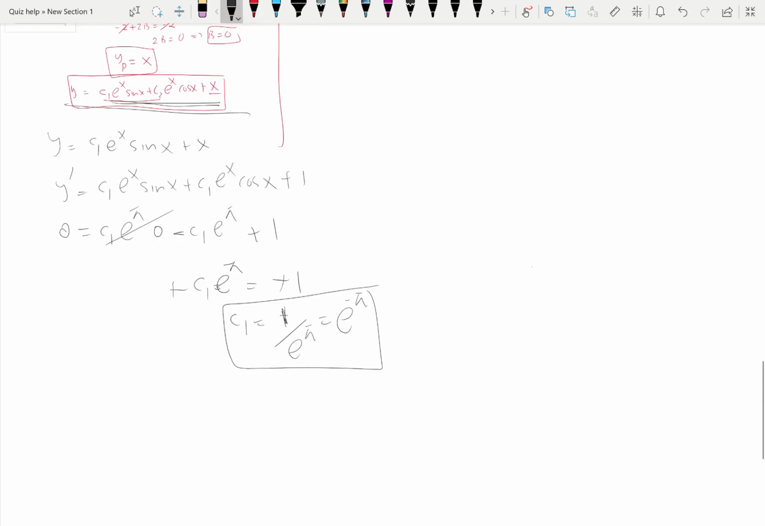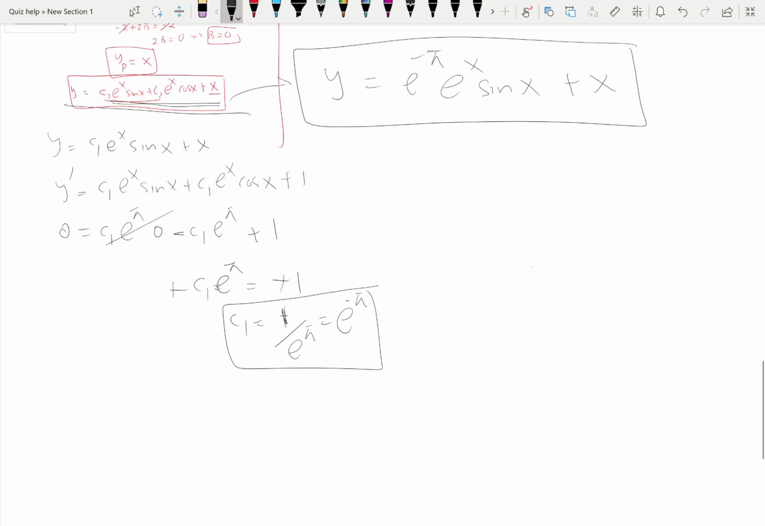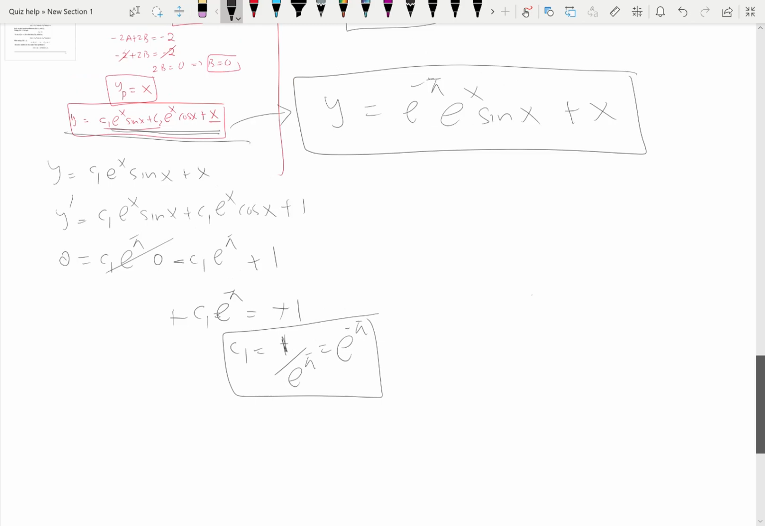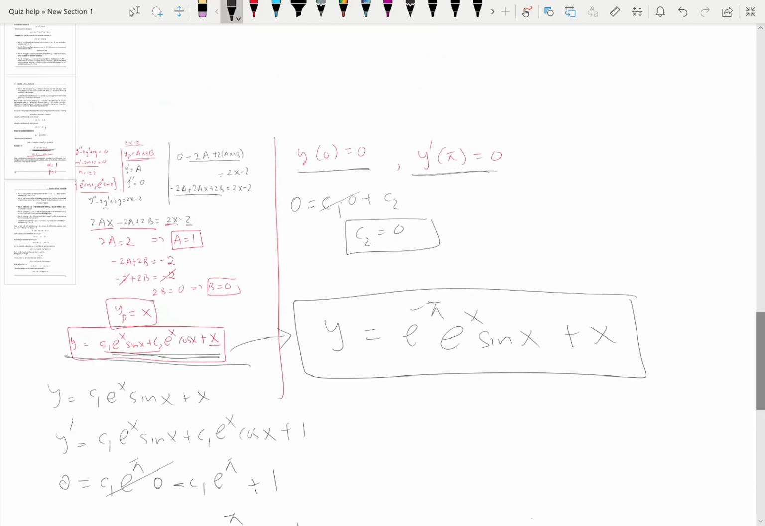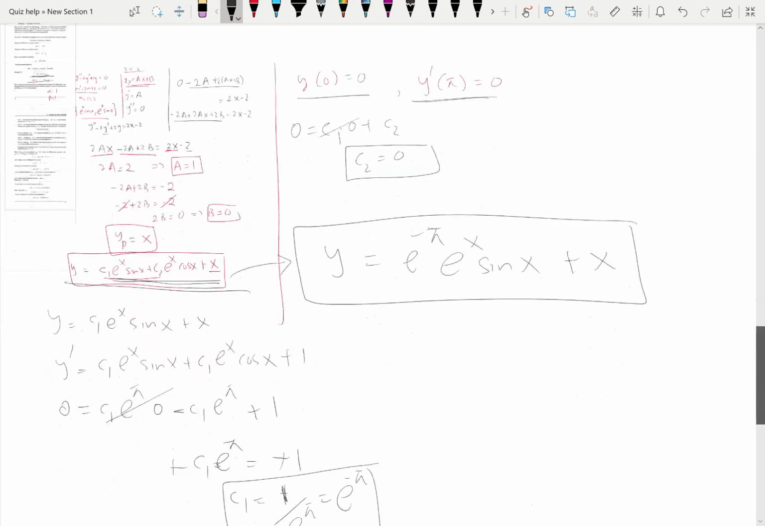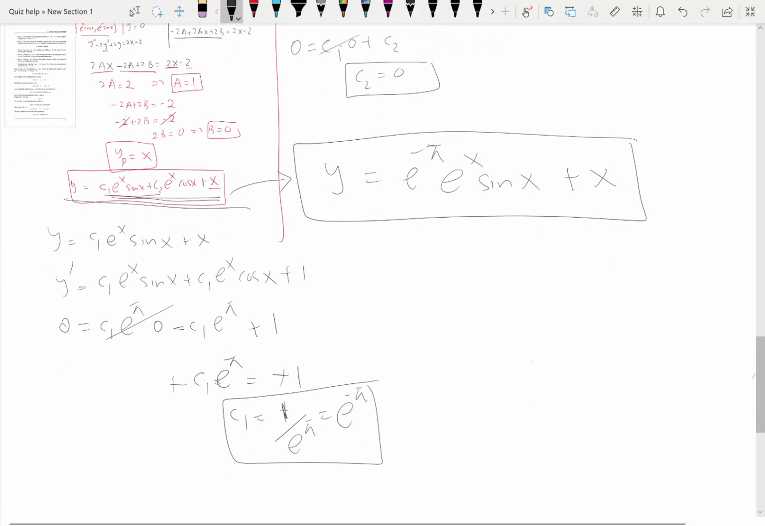Then we can write the final solution. We know c1 is e to the negative pi, so we have e to the negative pi times e to the x sine x, plus x. c2 is not there, c2 is 0. So this is the solution from here. Okay, I think I used a different initial condition than the note. So in the note I have used a different initial condition, so you can practice that also. Okay, alright, thank you.